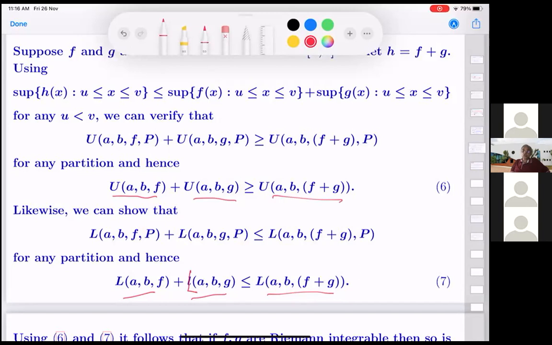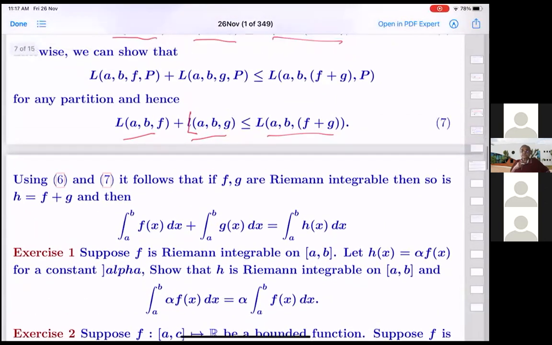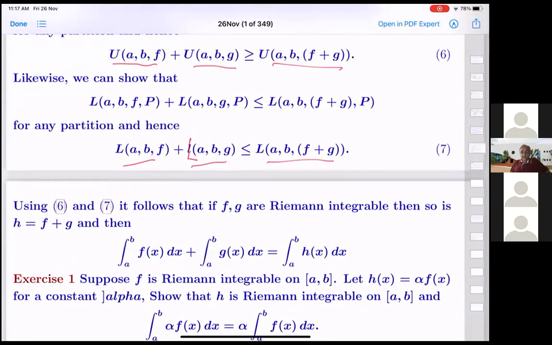Okay. So we have that if f and g are Riemann integrable, then so is f plus g, and then we have the sum of the integrals is equal to the integral of the sum, or integral of h. That's it.